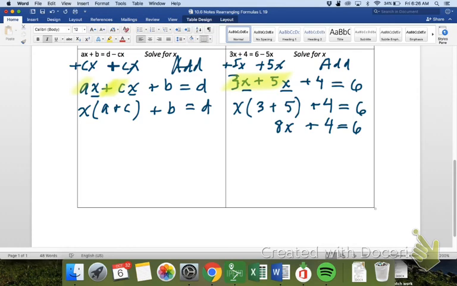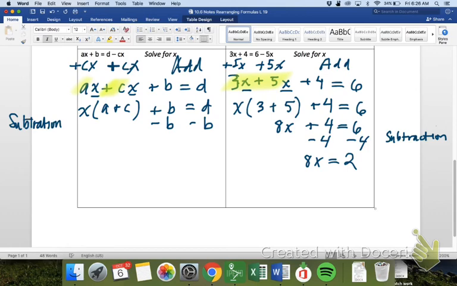Okay, so now in my related equation, the next step would be to subtract the 4 over, and I get 8x equals 2. In my equation with variables, I'd subtract the b over. So let me just record what we did. We did subtraction right here. Okay, and we're doing subtraction here as well. Kind of running out of space to write my steps. So again, those b's are canceling. I'm left with x times a plus c is equal to d minus b. I can't combine, so I'm just going to rewrite d minus b.